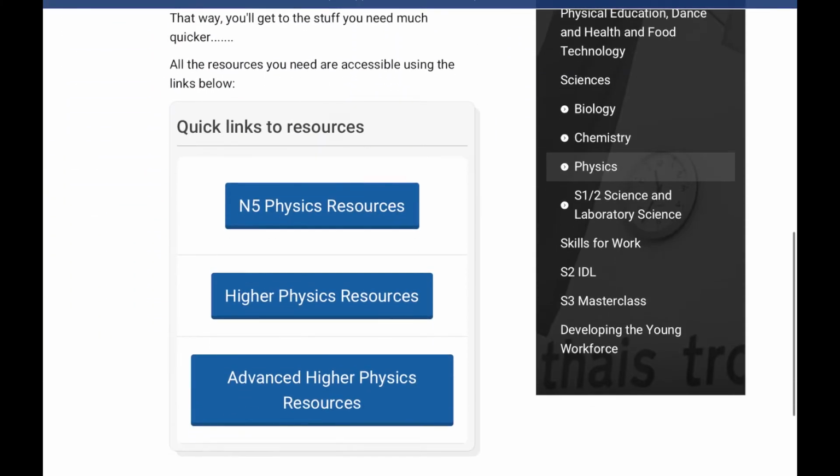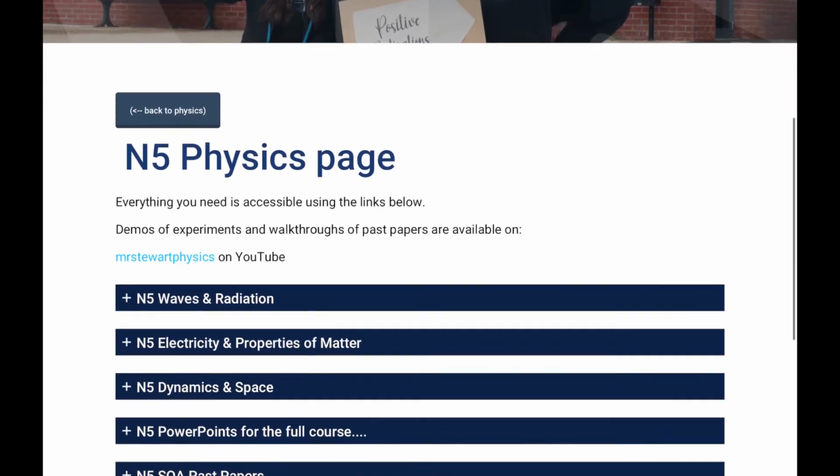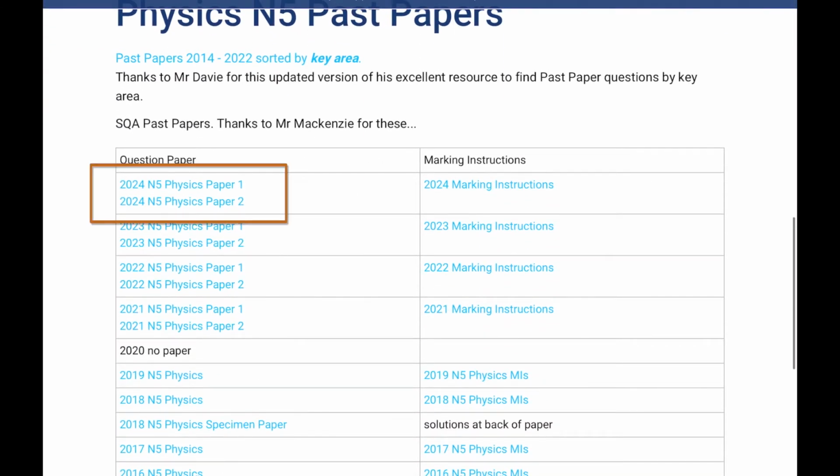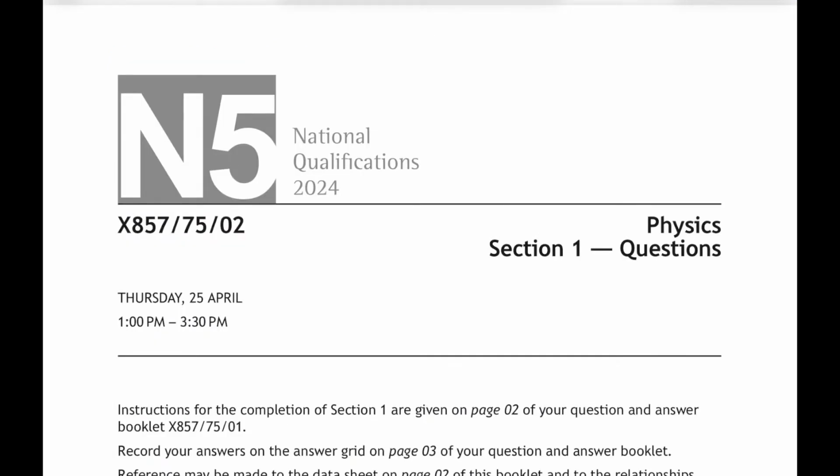Just click on National 5 Resources and then scroll down to Past Papers, click on Past Papers, and there it is at the top of the table. There's paper 1 there and paper 2, and the marking instructions are on the right hand side. But we're going to go through the multiple choice questions.